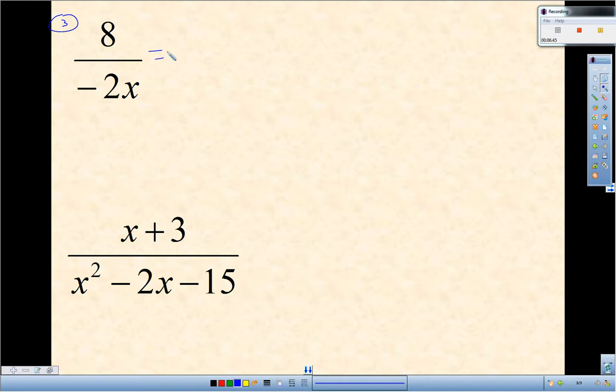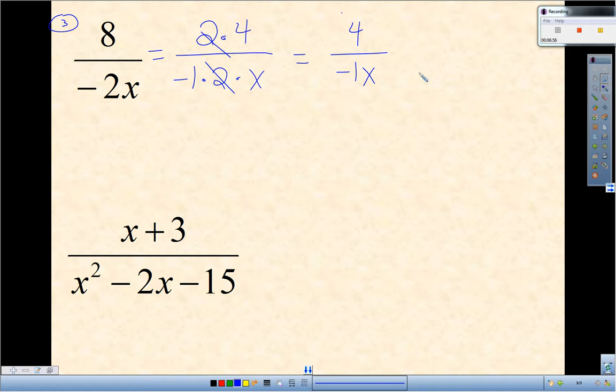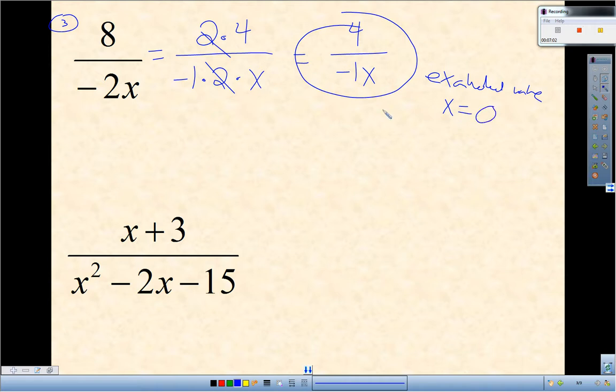Alright, look at the next example, example 3. 8, I could factor that into 2 times 4. Negative 2x, I can factor that into negative 1 times 2 times x. The 2's cross out, and that leaves me 4 over negative 1x. And then I do have an excluded value of x is equal to 0, because if I plug in 0 into this, 0 times negative 1 is 0, and I don't want a 0 in the denominator.